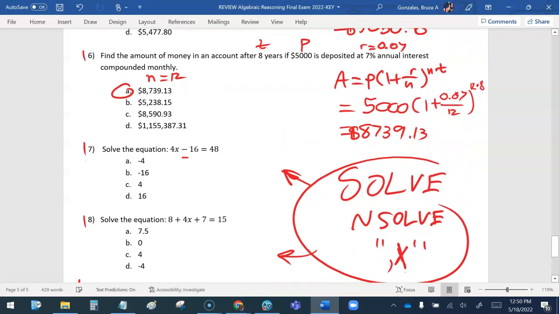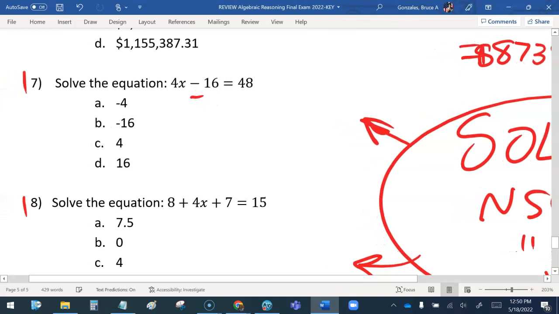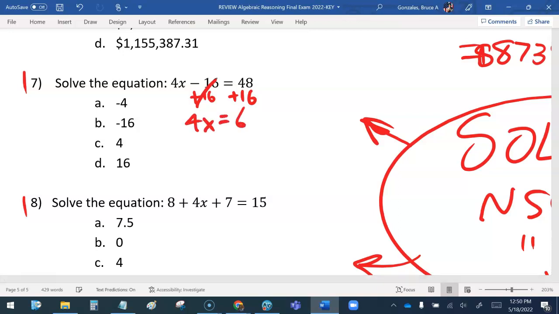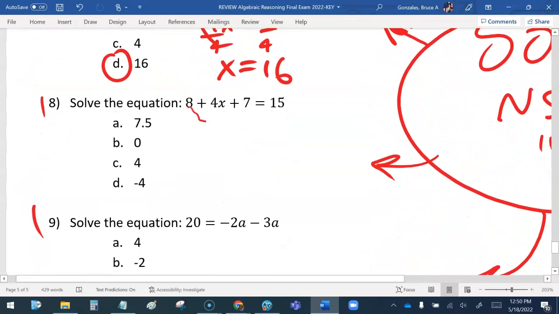So, plus 16. 64 divided by 4. x is equal to 16. I added the lone number on both sides because it was subtracting. Then I divided by the coefficient. I got 16. On 8, I have combine like terms.